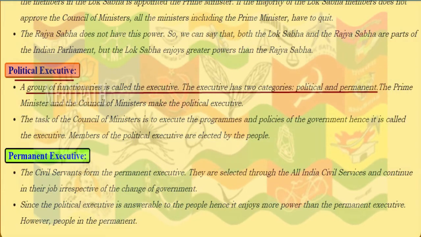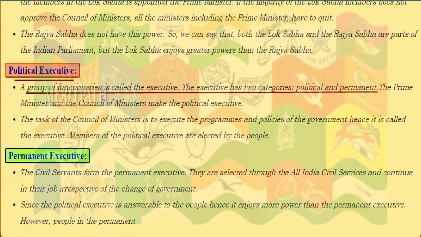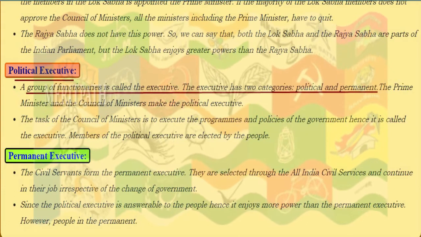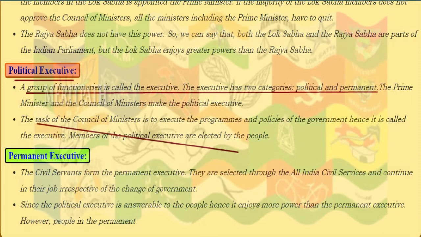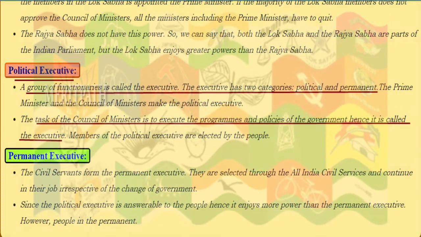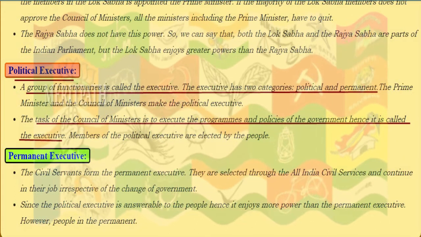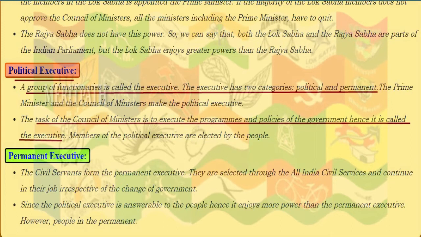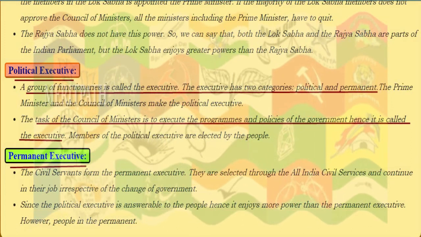Political executive. A group of functionaries is called the executive, and the executive has two categories, political and permanent. Prime Minister and the Council of Ministers make the political executive. The task of the Council of Ministers is to execute the programs and policies of the government. Hence it is called the executive. The members of the political executive are elected by the people.